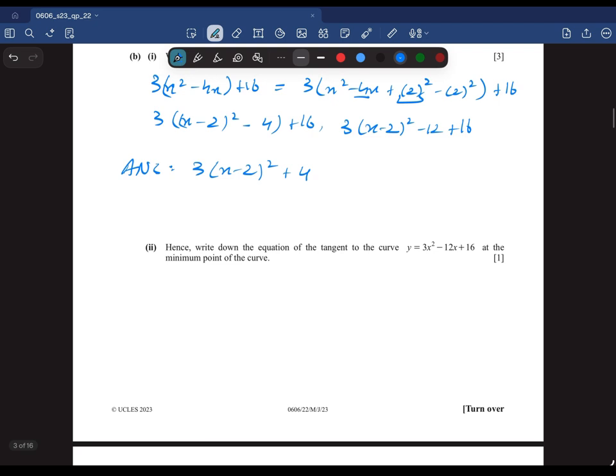There you go. And write down the equation of the tangent to the curve at the minimum point of the curve. So the minimum point occurs at 2, 4, where the y coordinate is 4. Yeah, my bad, I should have drawn that, so just ignore that. Basically this is the x-axis and this is the y-axis. So the equation of the tangent would be a horizontal line, which is always in terms of y, and that'll be y equals 4.